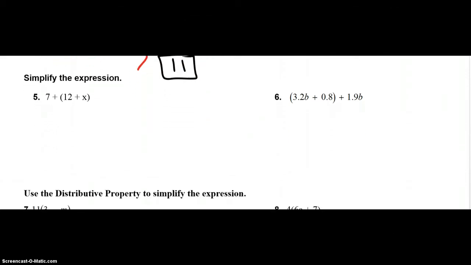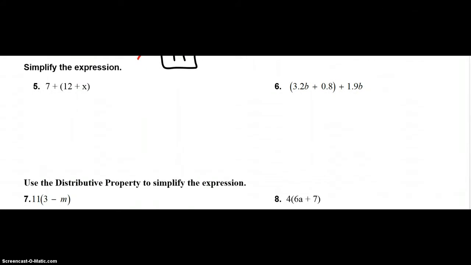5 and 6 say to simplify the expression. So we're going to use either the commutative property, the identity property, the associative property, or the zero product property to simplify this expression. So if we look at 5, we have all addition. We have 7 plus 12 plus x. Now, according to our order of operations, we have to do what's inside parentheses first. But we don't know what x is, so we can't add 12 plus x. So what we're going to do is move our parentheses over to put them around 7 plus 12, and then have plus x on the outside. That is the associative property that we used.